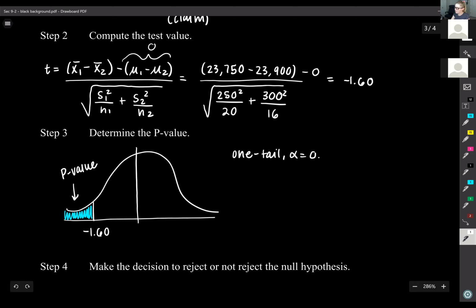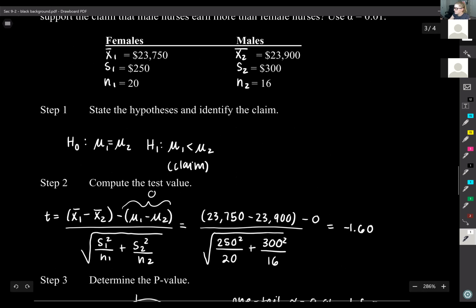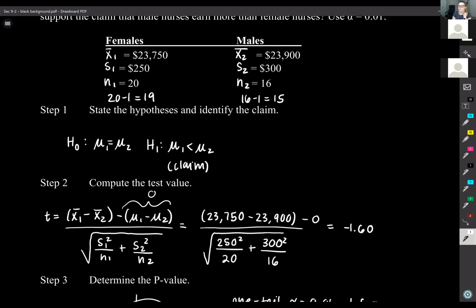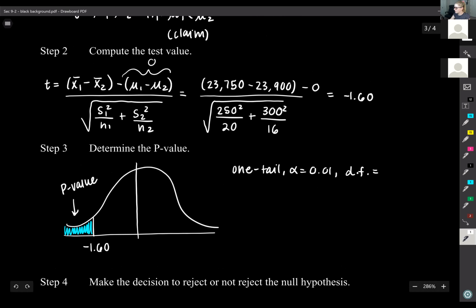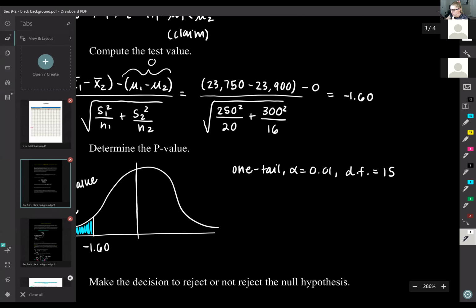But to use our chart, we need to remember that we have one tail, we have alpha equals 0.01, and then we also need our degrees of freedom. And if we look up here at our data, the degrees of freedom is either going to be N2 minus 1, which is 16 minus 1, or it's going to be N1 minus 1, which is 20 minus 1. And it's going to be the smaller of the two. So the smaller of 19 and 15 would definitely be 15. So our degrees of freedom are 15. And using this information and our test value, I'm going to come to our chart here.